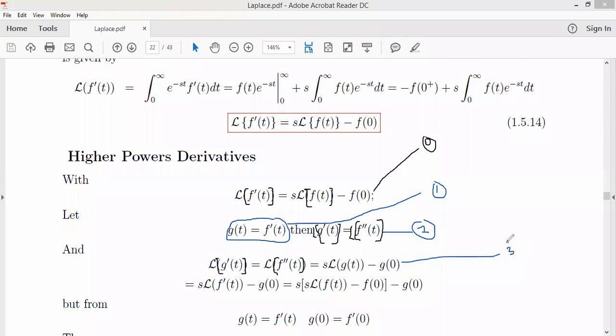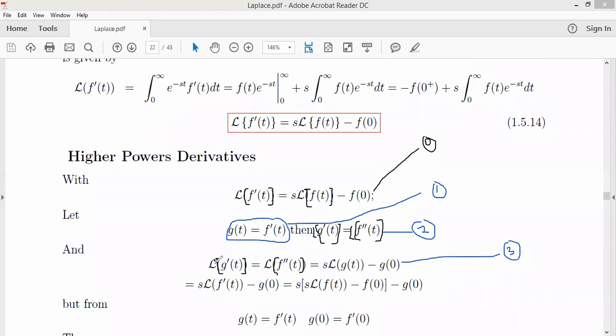Hopefully no one is getting lost. So I have this, and in having this three here, I can now go ahead and compute. Since I already have this, but remember this g t here is f prime t. Guys, I really hope we are together. Okay, so from three we have g t.